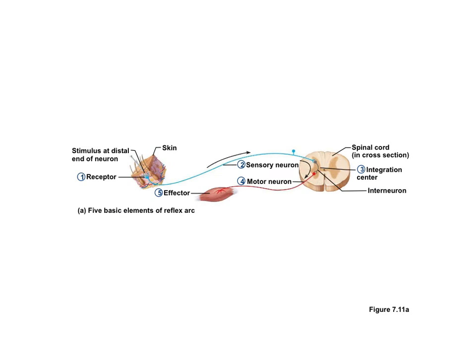There's 5 basic elements to a reflex arc. You have a receptor, a sensory neuron, an integration center or interneuron, a motor neuron, and an effector, which is what the motor neuron acts upon.